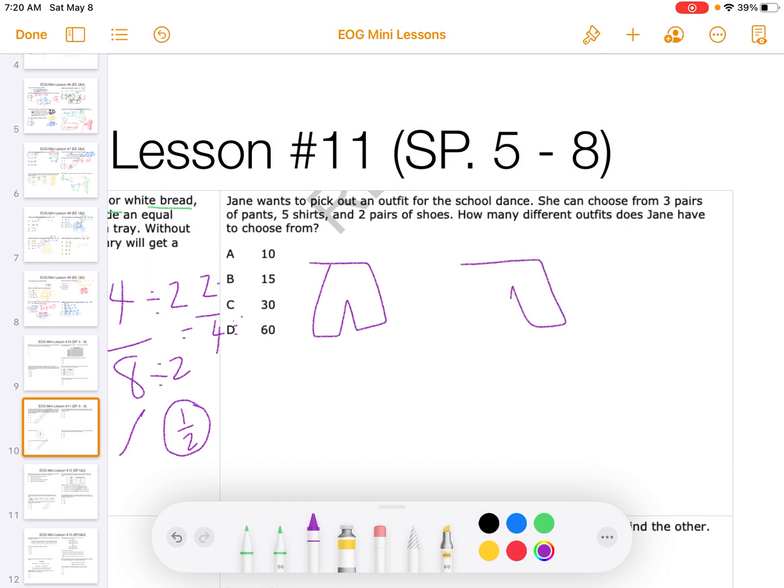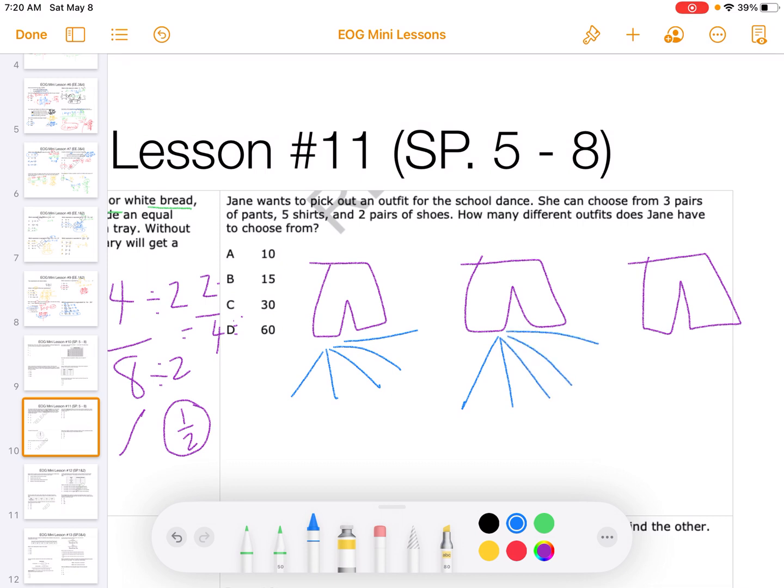1, 2, 3. I can choose 5 shirts. 1, 2, 3, 4, 5. And then I can choose 2 pairs of shoes.